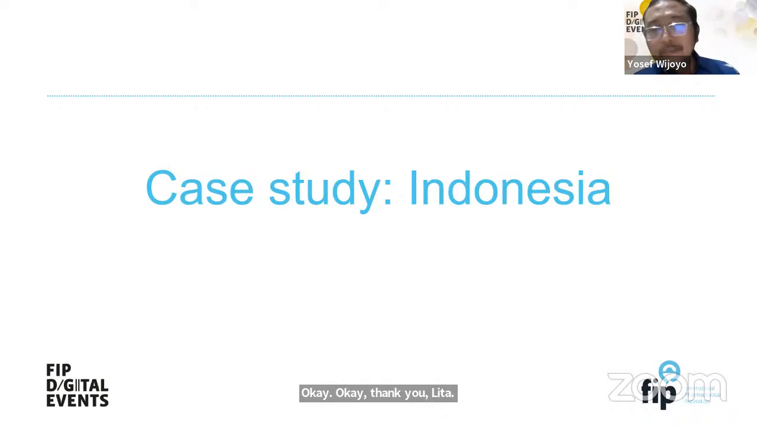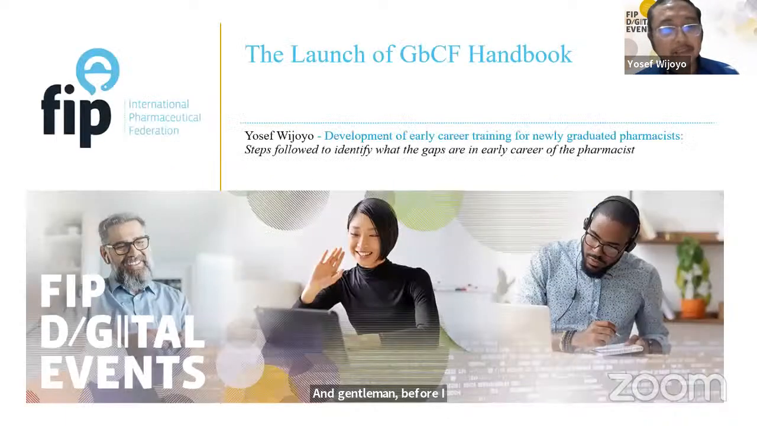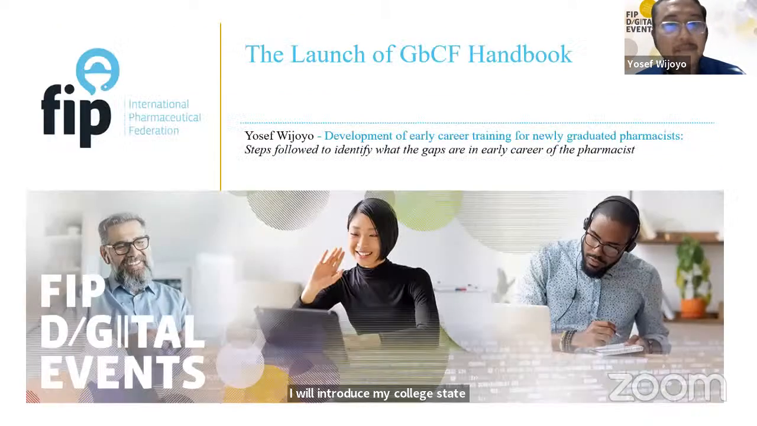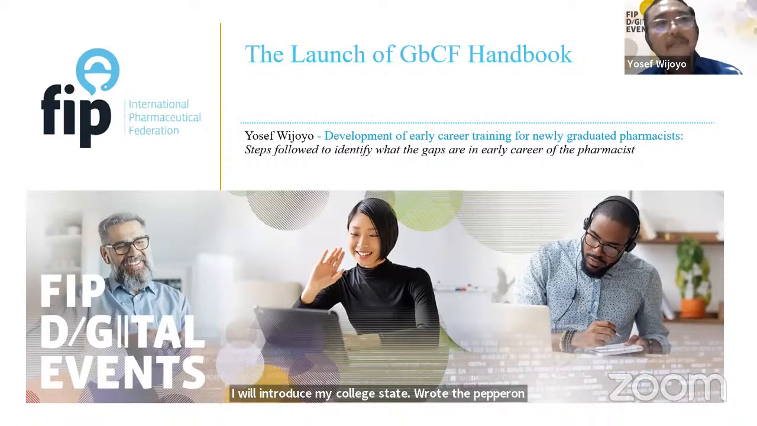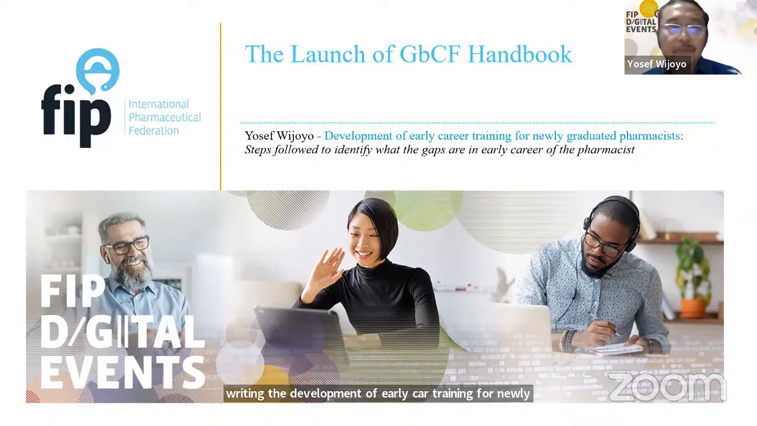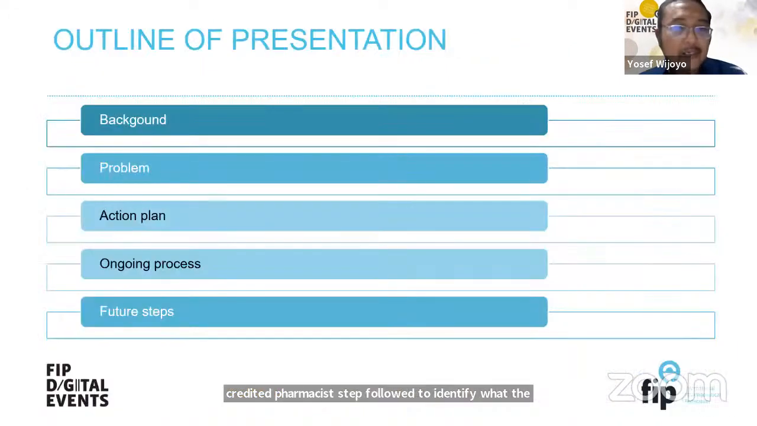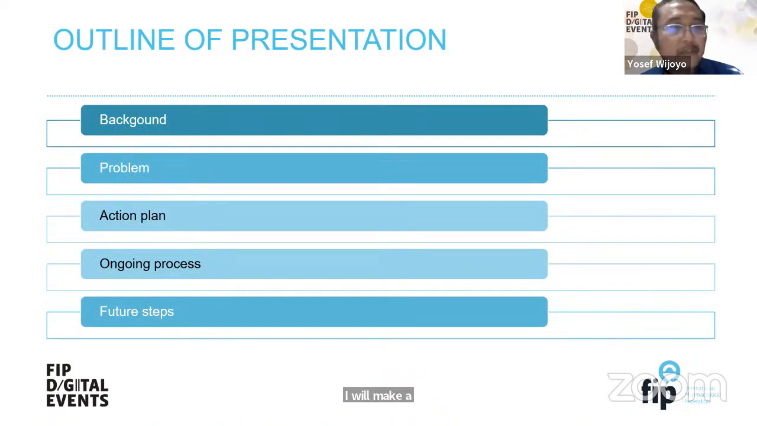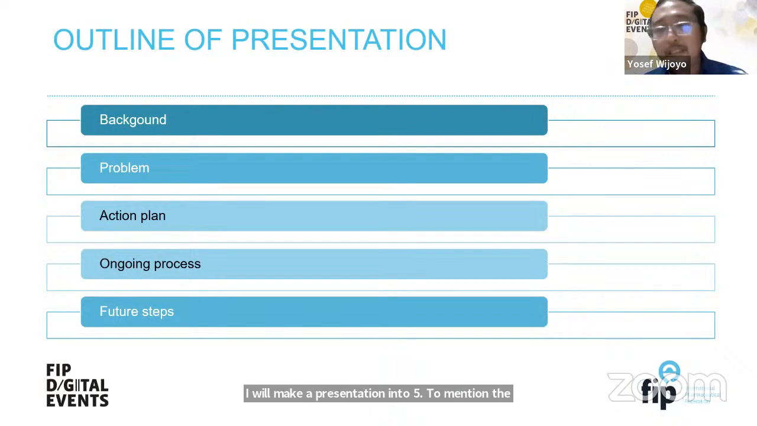Ladies and gentlemen, before I start my presentation, I will introduce my colleagues that wrote the paper, Franciscus Cristianto, Ika Wibowo, Shirley Melianti, Mr. Nurul Pariang, and Roy Himawan, on the development of early career training for newly graduated pharmacists, steps followed to identify what the gaps are in the early career of pharmacists as one of the case studies in Indonesia. I will make a presentation into 5 dimensions: the background, problem, action plan, ongoing process, and future step.